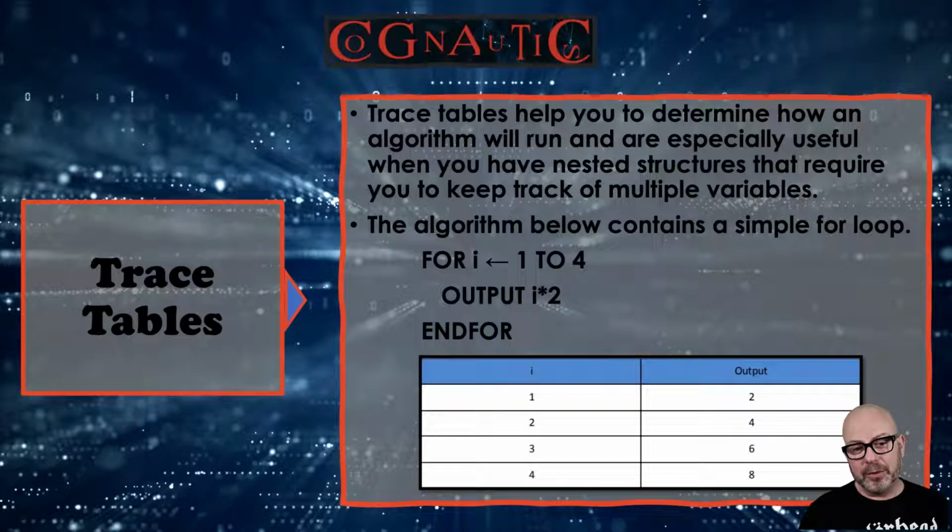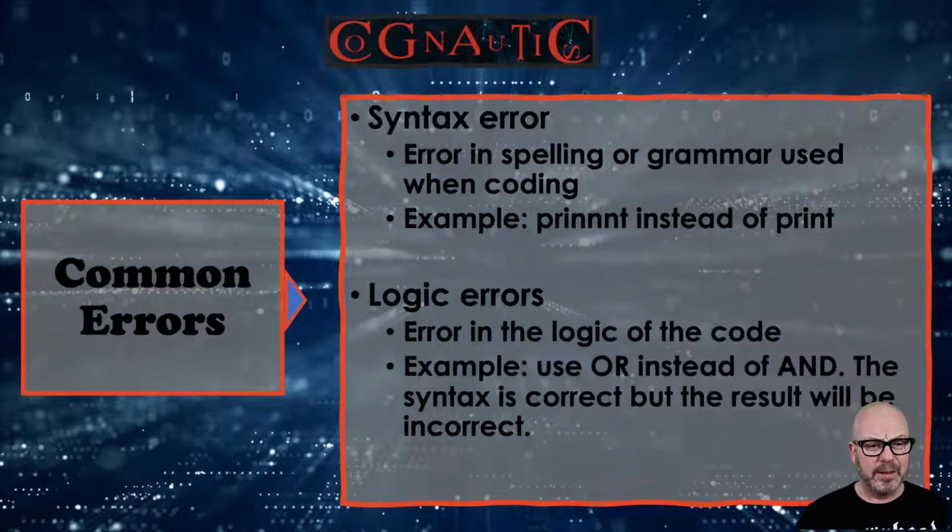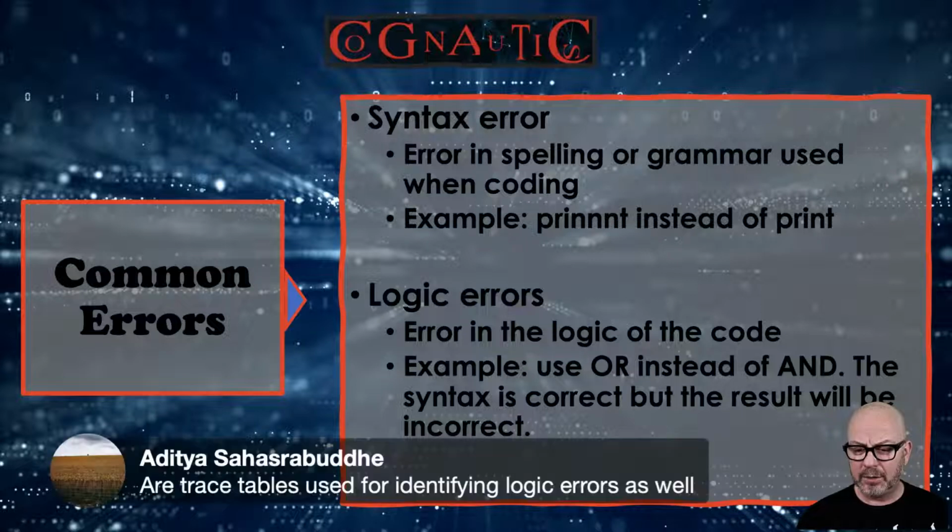So the algorithm below contains a simple for loop: for I equals 1 to 4, output I star 2, endfor. And so you can see there, it's got the iteration on the left, 1, 2, 3, 4, and it's showing what the output will be. So the first time it will be 2, then 4, then 6, then 8. Okay, so that's what it's doing. All right, happy? That is trace tables. What have we got next? All right, so common errors. Let's whiz through this. Are trace tables used for identifying logic? Yes, you can use them for that as well.